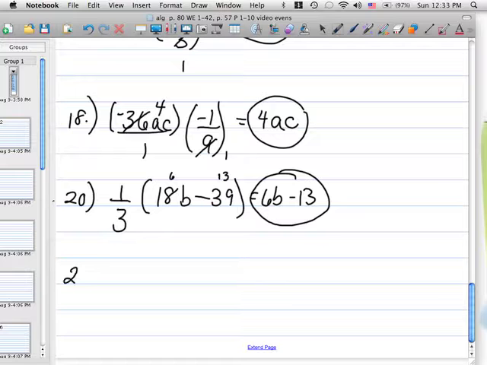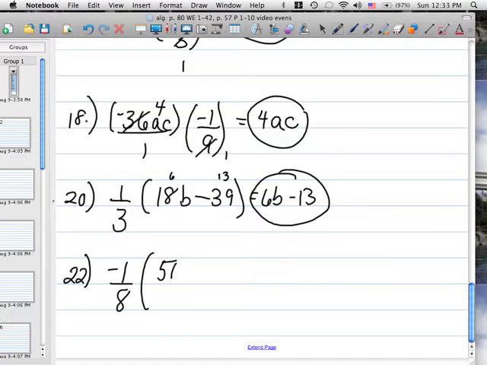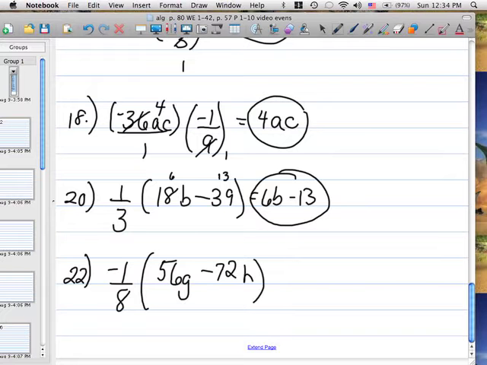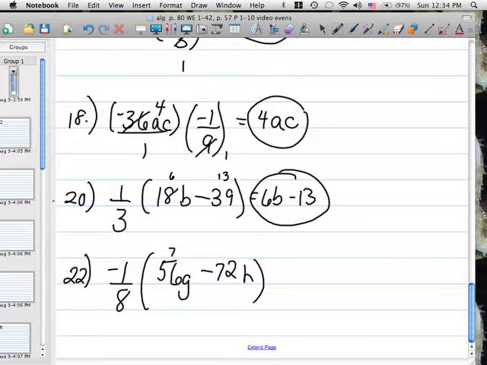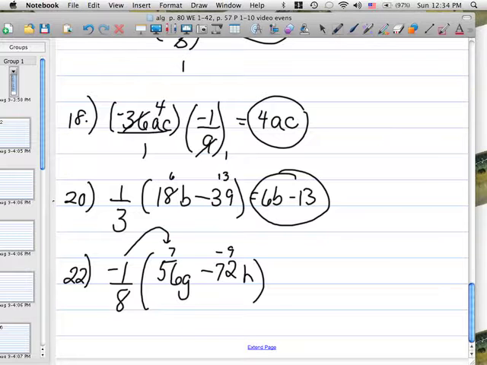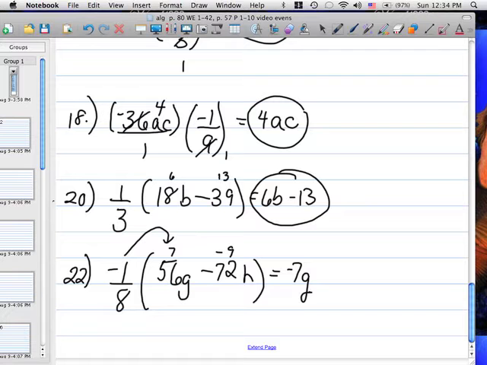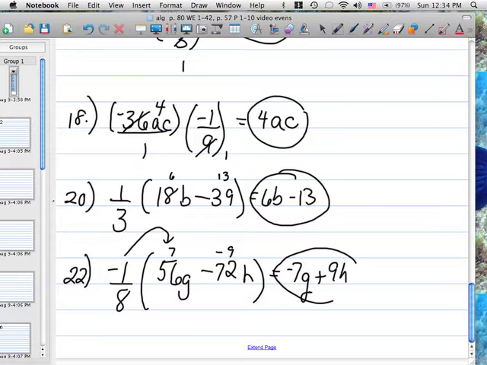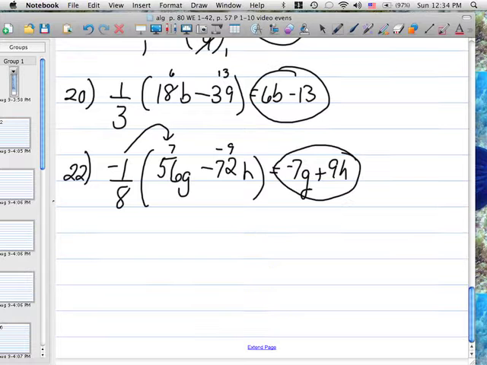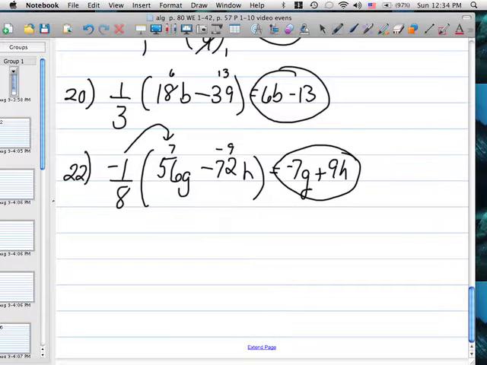Number 22, you have negative 1/8 times 56G minus 72H. 8 goes into 56, 7, and 8 goes into negative 72, negative 9. So negative 1 times 7 is negative 7G, and negative 1 times the negative 9 is going to give you positive 9H. You don't have to show the numbers above. If you can do it in your head, that's fine. Just be very careful with the signs.